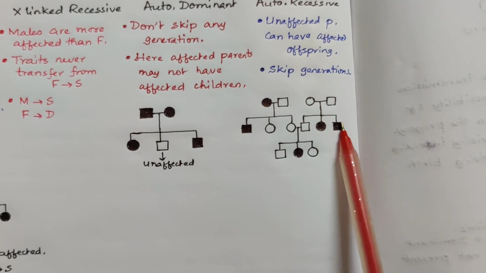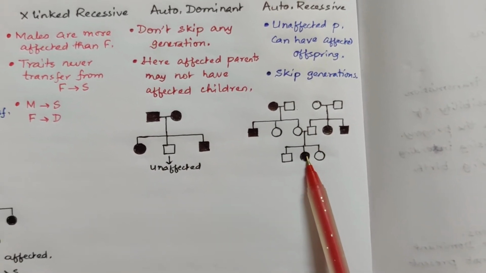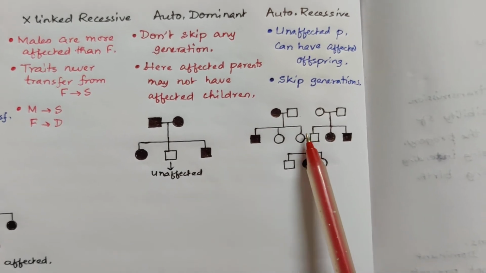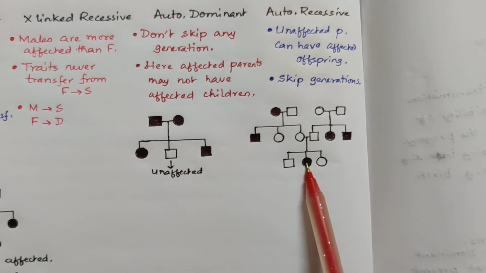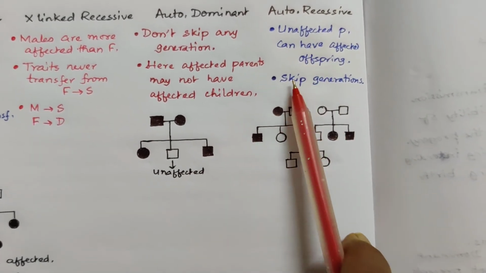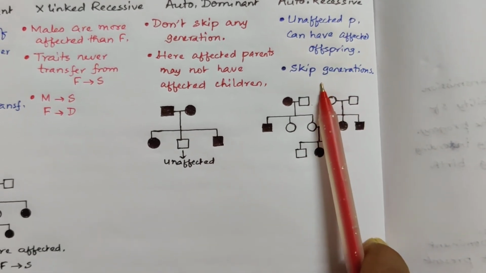Here you are seeing this. Here also you can find this. Unaffected parents are having affected children. Now here they are unaffected, but in the next generation they get affected. That means they skip generations. So we get both the points over here.